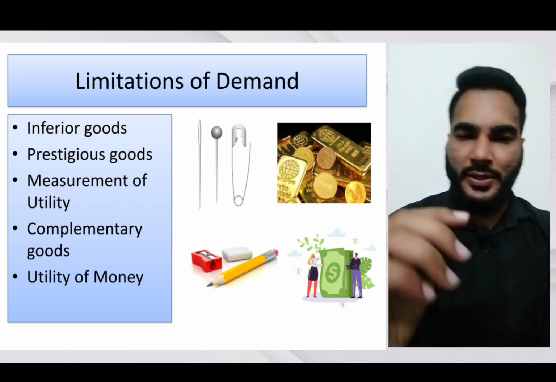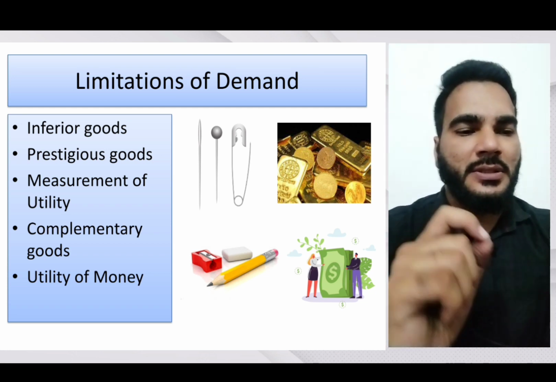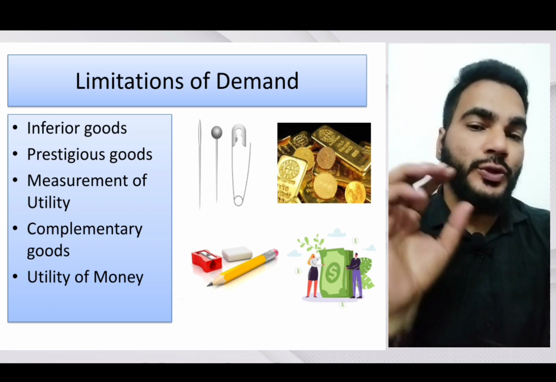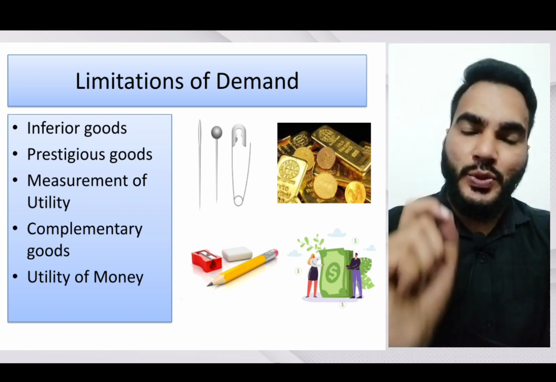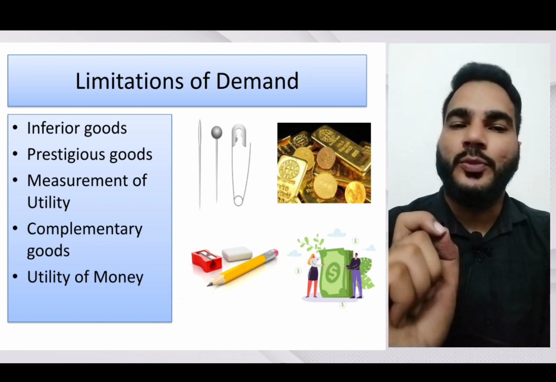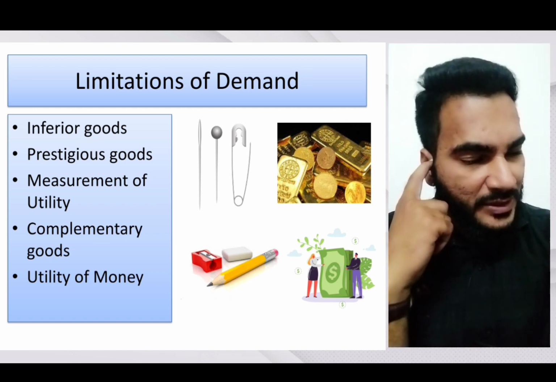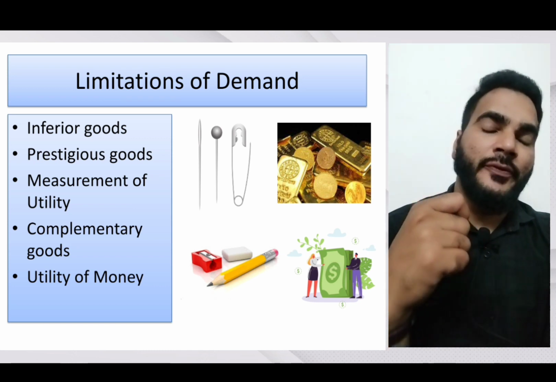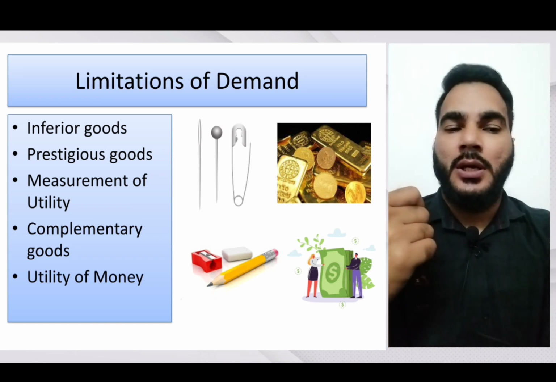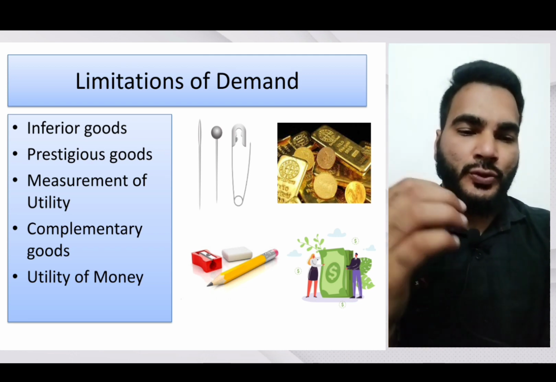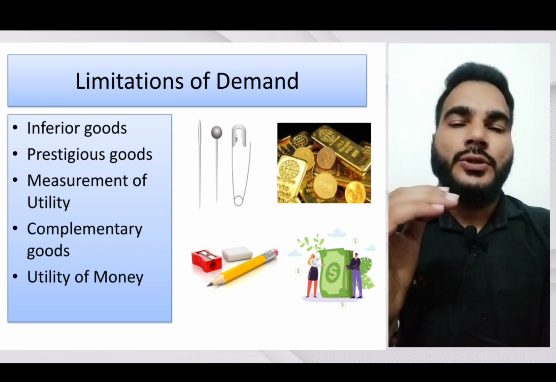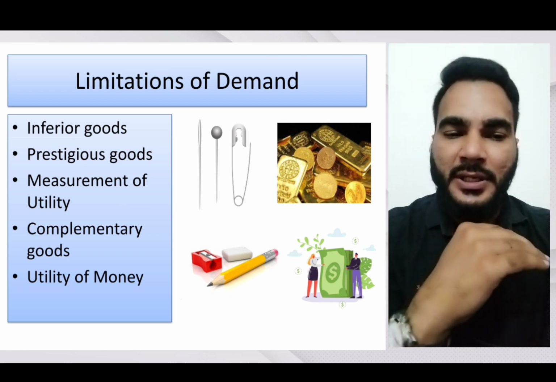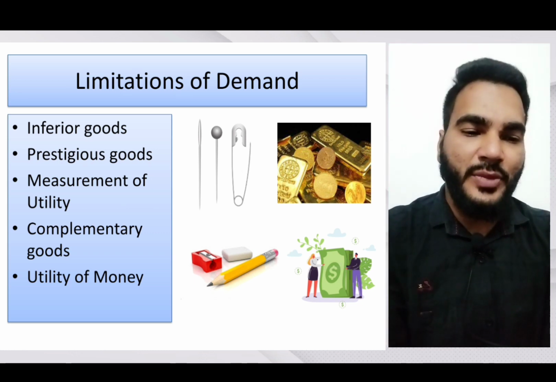Then we have complementary goods. As you can see in this slide, we have pencil, sharpener, and eraser. These are complementary goods. If you're buying a pencil, you need to buy an eraser and a sharpener as well. Another example is a razor: if you buy the razor, you need to buy blades as well. So even if the price decreases, the demand doesn't change. This is the main thing.